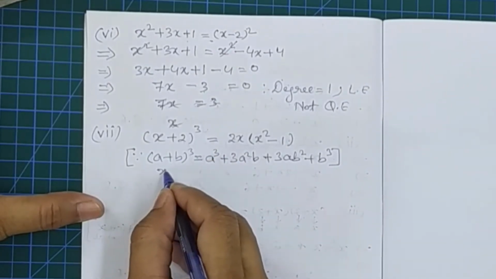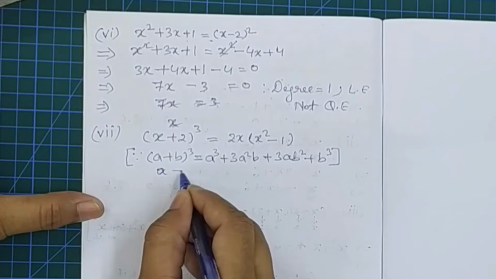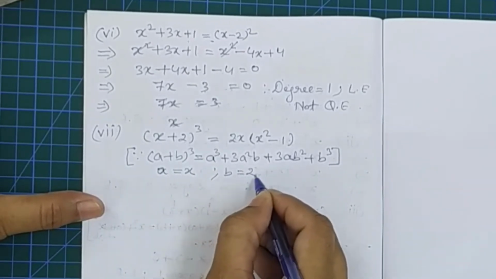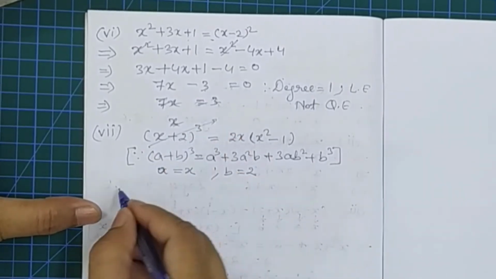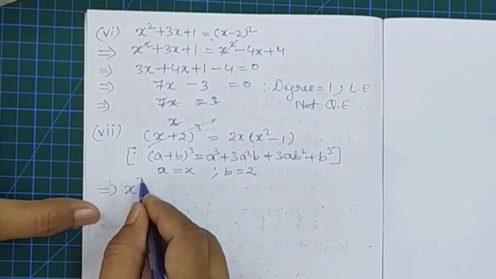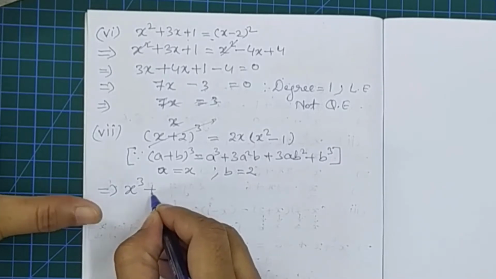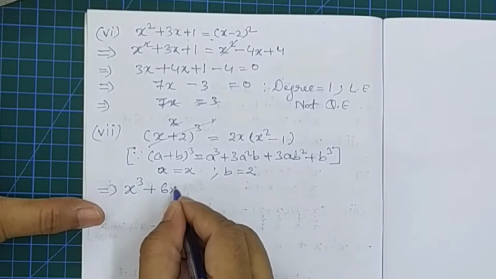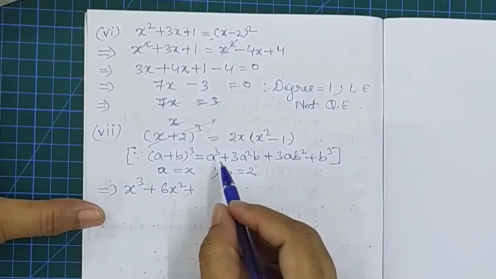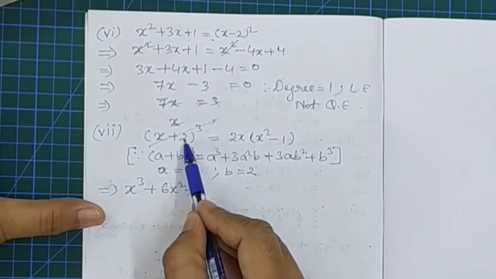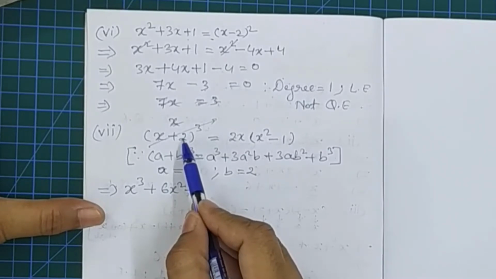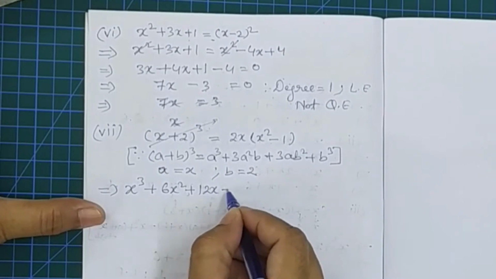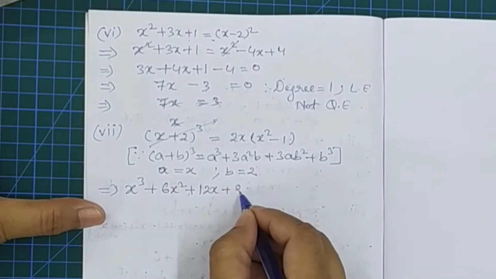So left hand side, a is our x and b is plus 2. So its expansion will give us x cube plus 3a square b, means 6x square, plus 3ab square. So 3 times 2 square, 3 times 4, 12, 12x. And b cube, 2 cube is 8.